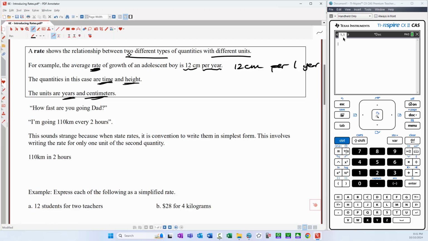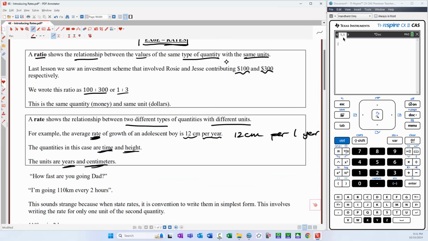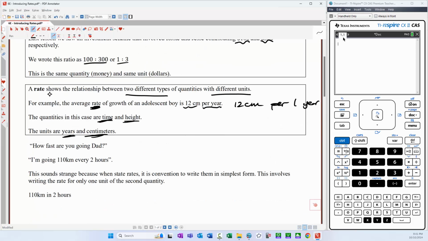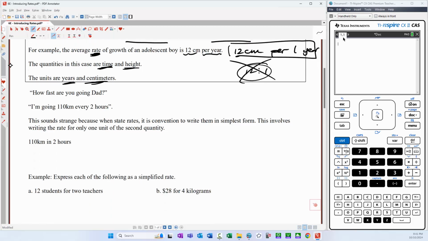So again, recall that rates have different types of quantities with different units, and ratios have the same type of quantity, same units. For that reason, when we quote a rate, we don't quote it as a ratio. This is not a ratio. We say it as a rate, and that's how we say it: 12 centimeters per year.